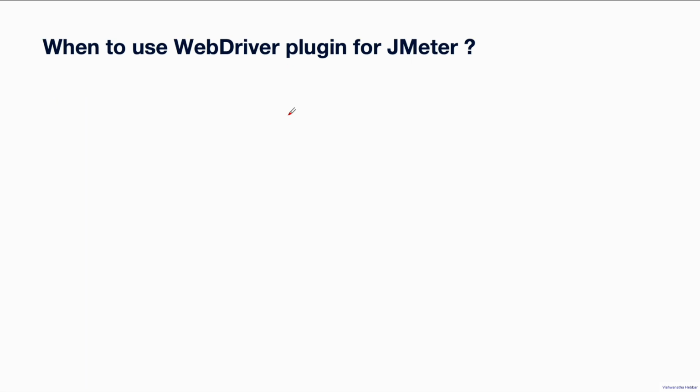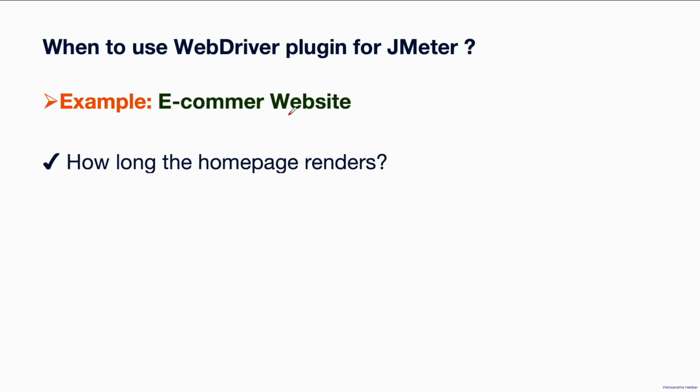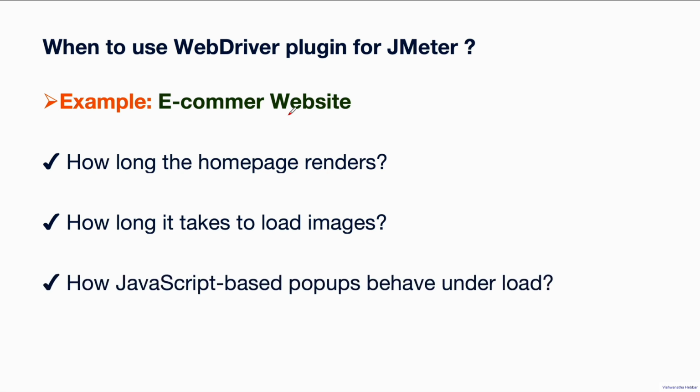Let us understand with an example. Imagine you have an e-commerce website. You can test how long the home page takes to render. You can test how long it takes to load the images of the products, and you can also test how JavaScript based pop-ups on the website behave under a load. These are some of the examples and scenarios where WebDriver plugin for the JMeter can be helpful.